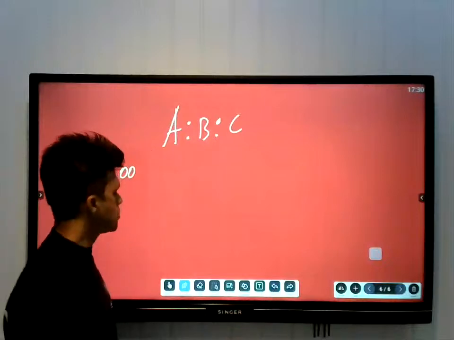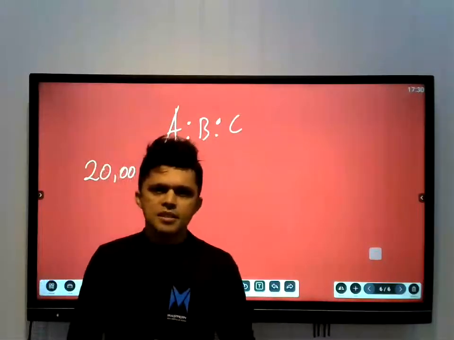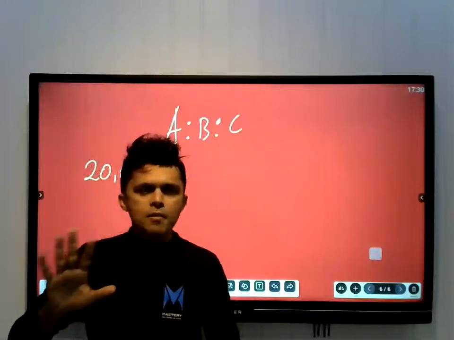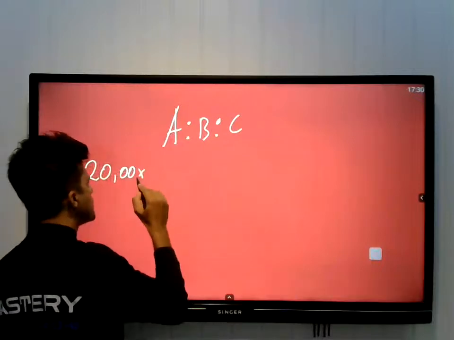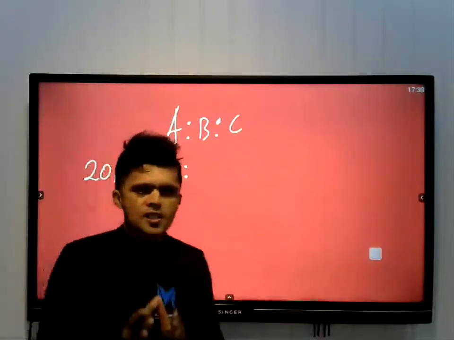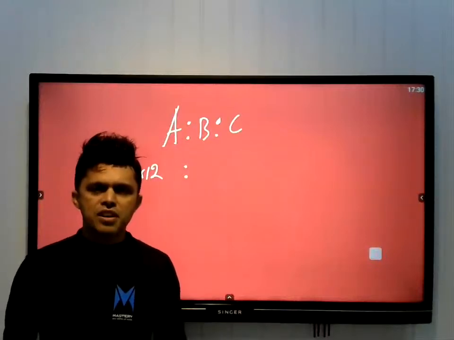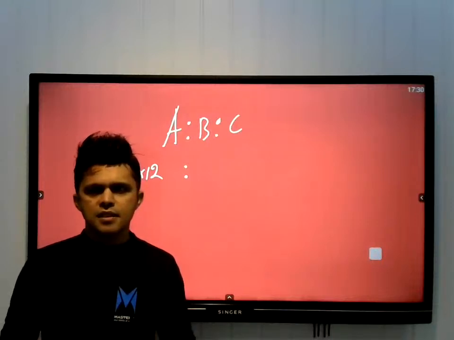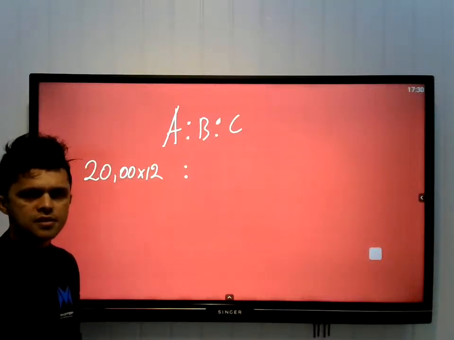So what happens? Then he is in the business. The person A is in the business for 12 months. He starts the business on the 1st of January, which means he is in the business for 12 months.